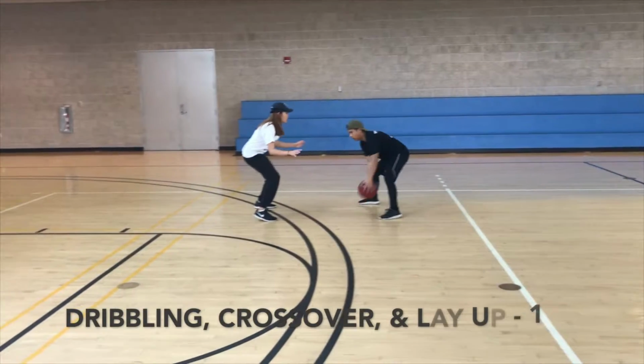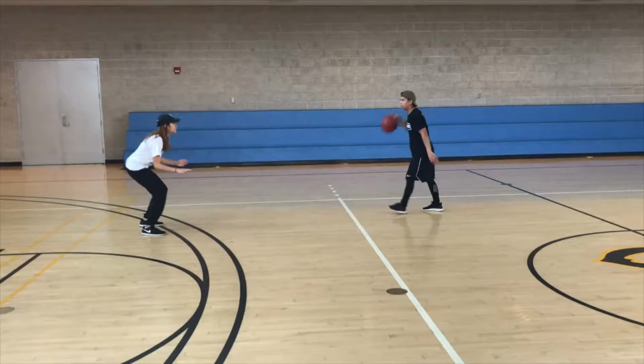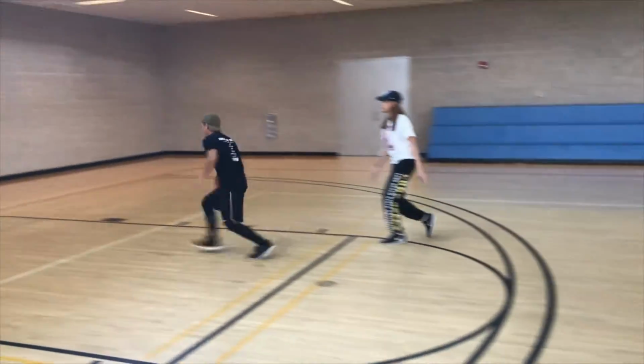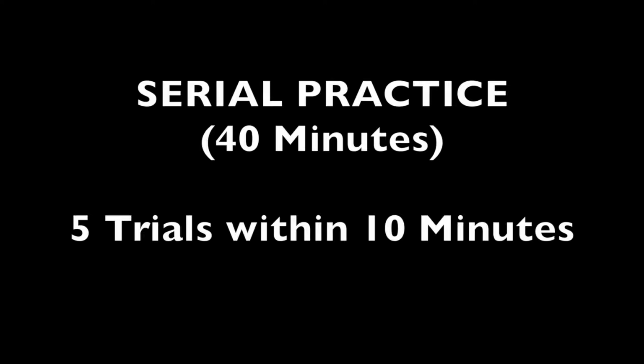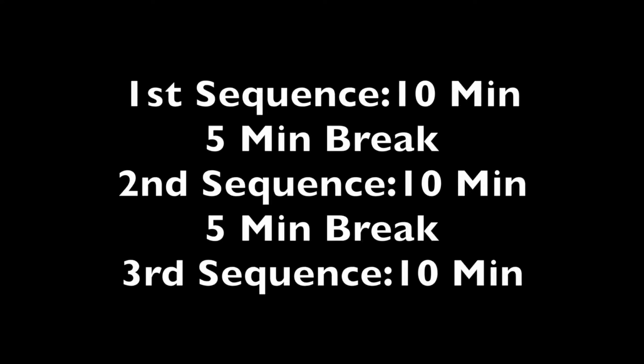In serial practice, the performer will practice dribbling, crossover, and layup in the same order for a total of 30 minutes. The performer must execute 5 trials of this sequence within 10 minutes. After the first sequence, a 5-minute break will be taken before executing the second and third sequence.